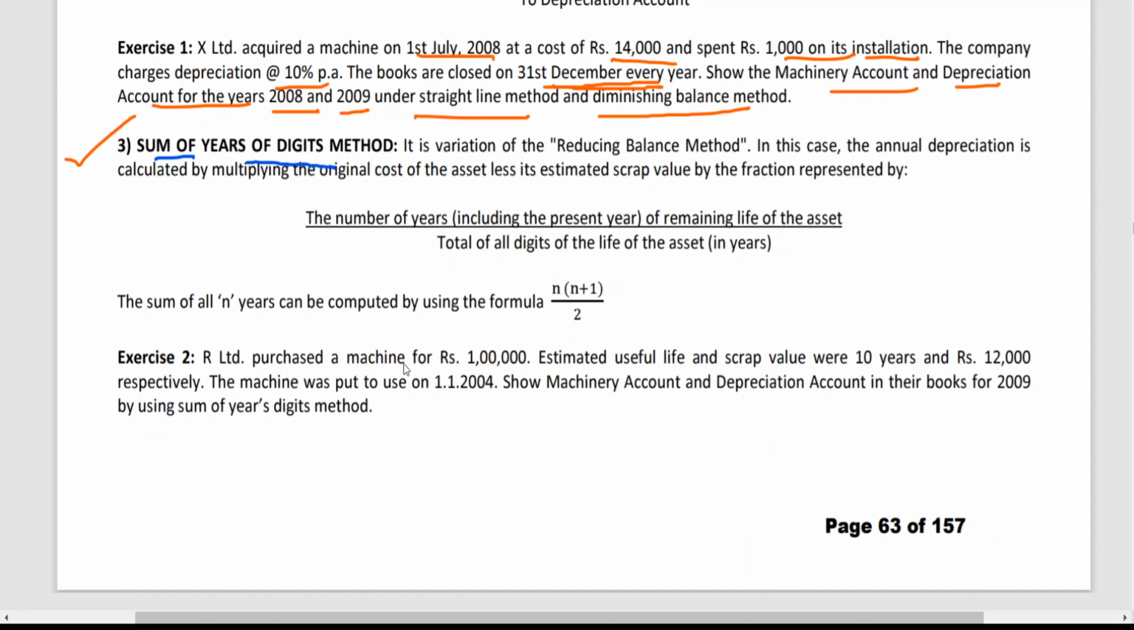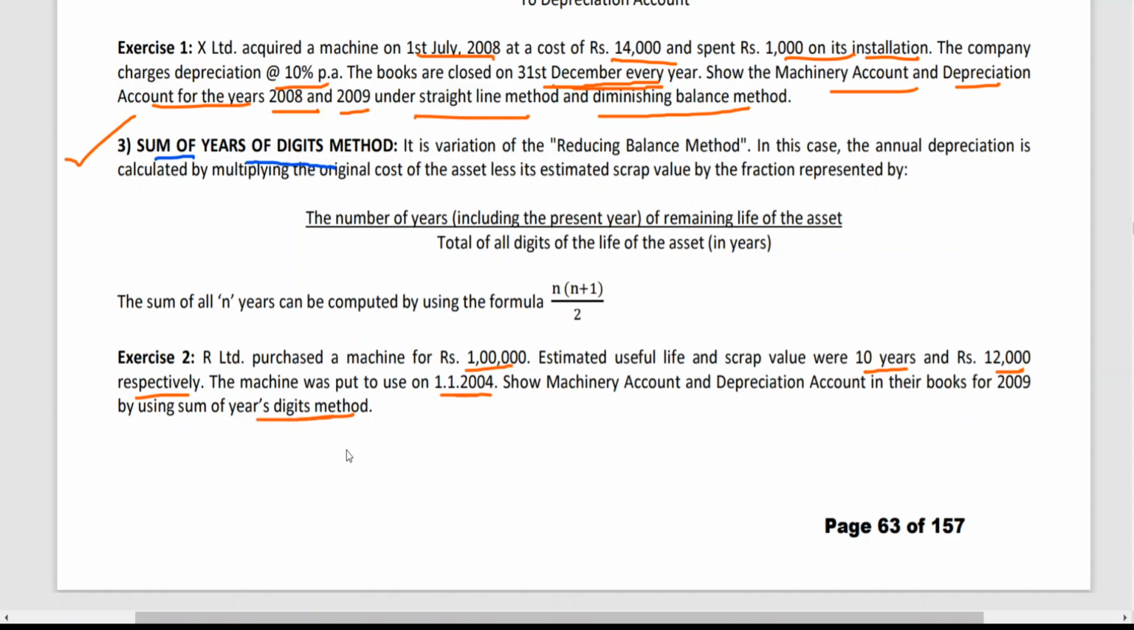R Limited purchased a machine for 1 lakh. Estimated useful life and scrap value are 10 years and 12,000 respectively. The machine was put to use on 1/1/4. Show the machinery depreciation account in their books for 2009 using the sum of years digits method.